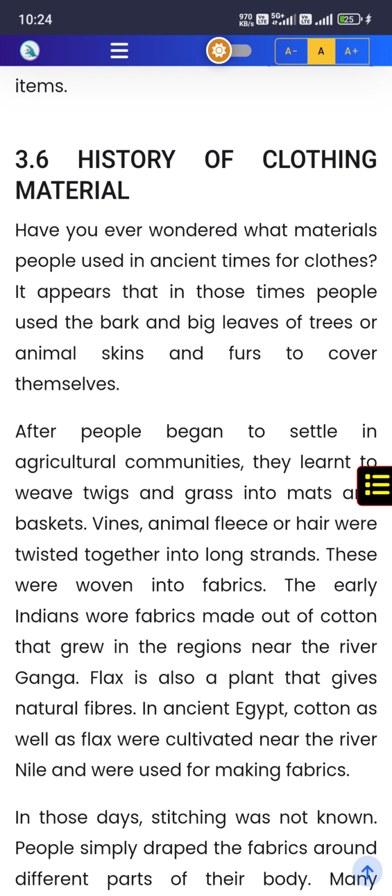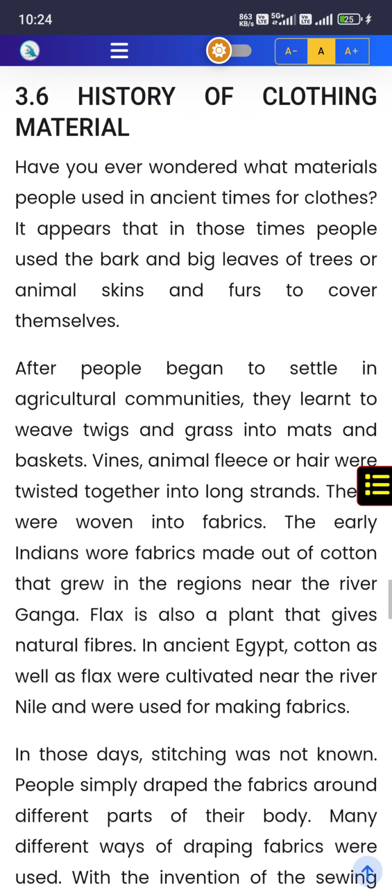So they're saying, have you ever wondered what materials people used in ancient times for clothes? It appears that in those times people used the bark and big leaves of the trees and animal skins and furs to cover themselves. So after people began to settle in agricultural communities, they learned to weave twigs and grass into mats and baskets.